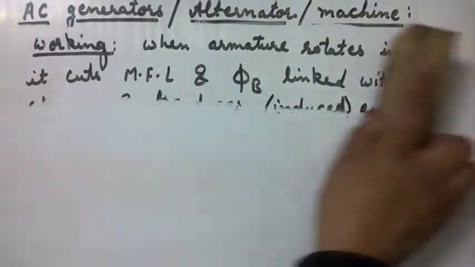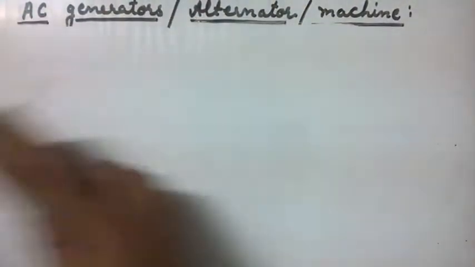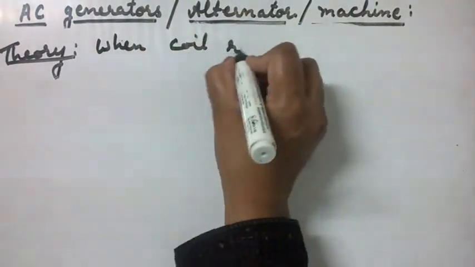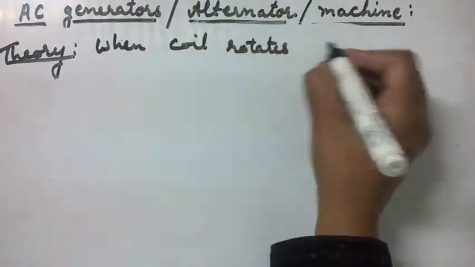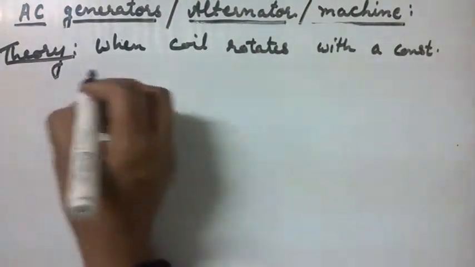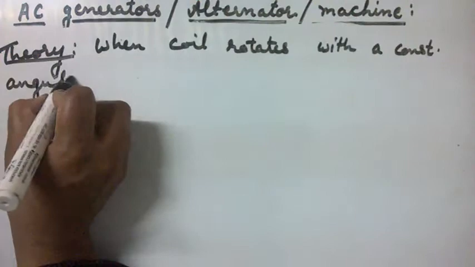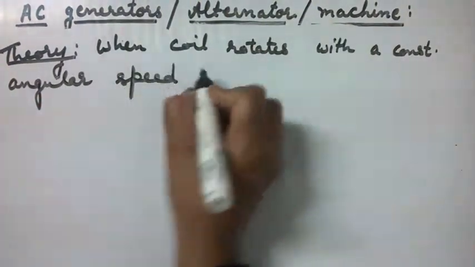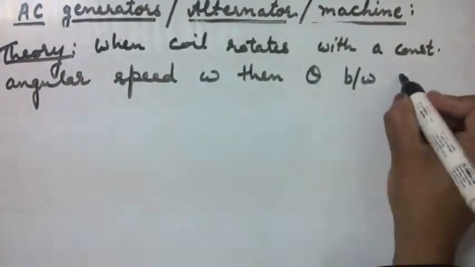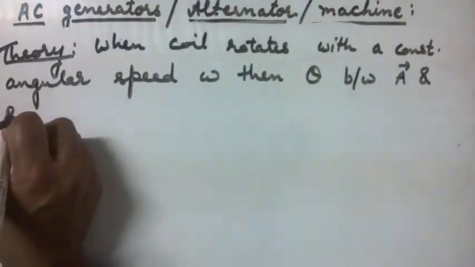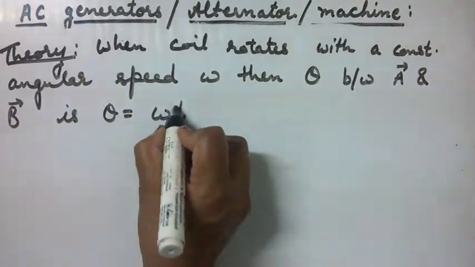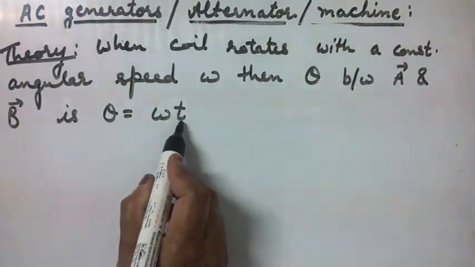Now let's study its theory. When the coil rotates about a fixed axis with a constant angular speed omega, then the angle theta between area vector and magnetic field is theta equal to omega into t, angular speed into time.